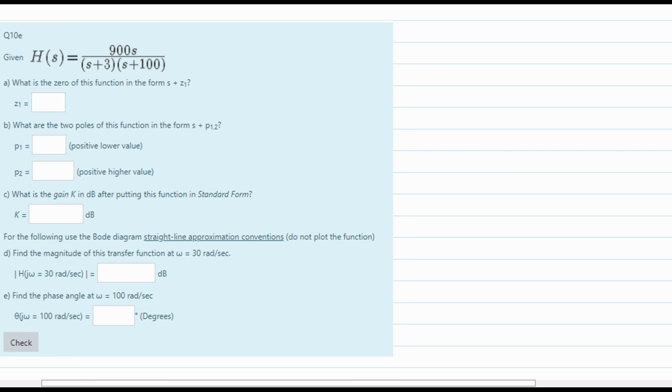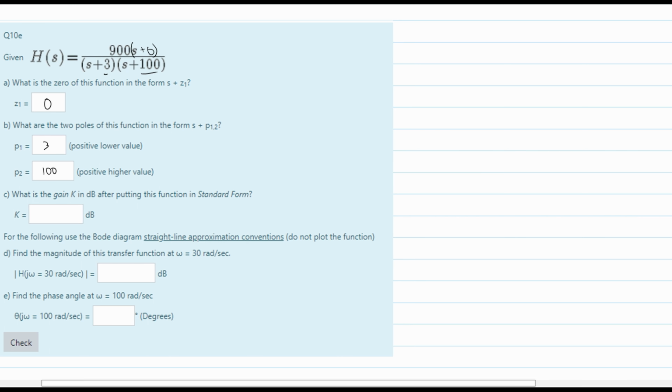So when we look at this, what we need to note is the zeros and the poles. That's the first thing we're going to do. Well, we see that we have an S right here, but we have nothing with it, and this is equivalent to this. So that means our Z is 0. And for our P1 and P2, we have a positive lower value and a positive higher value. Our positive lower is 3, our positive higher is 100, so we're going to have 3 and 100.